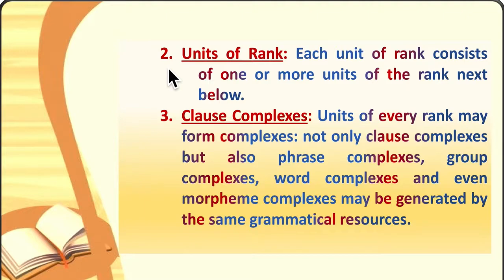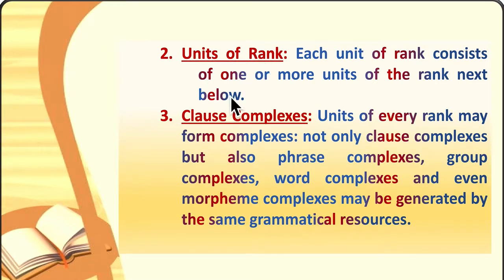Point number 2, second principle of lexicogrammar. Units of rank. Each unit of rank consists of one or more units of the rank next below. Look here, each unit of rank. Look, one unit of rank is clause complex. Then we have clause. Within clause we have phrase. Within phrase we have word. Within word we have morpheme. So each unit of rank consists of one or more units of the rank next below. So one unit has another unit, has more units, and they are all interlinked.